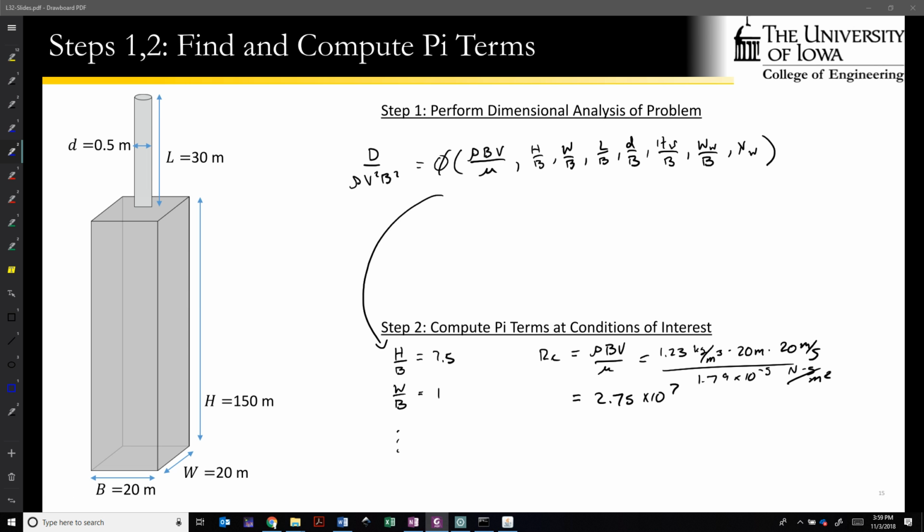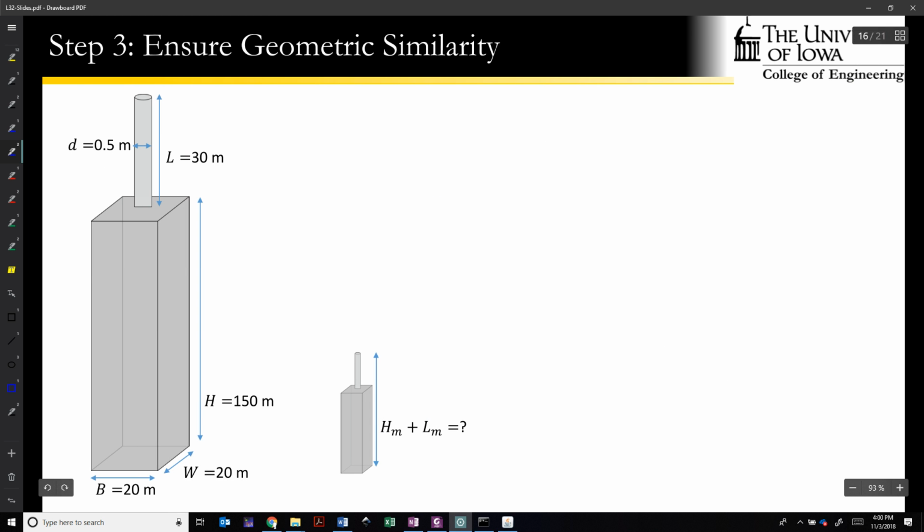Step 3 is scale the geometry of the model. So we've already established that our facility is limited to certain model sizes. In this case, we've said that the total height of the model, that is the height plus the smokestack height, can be a maximum of 3.6 meters. So we'll go ahead and select that as the actual value of our model height.